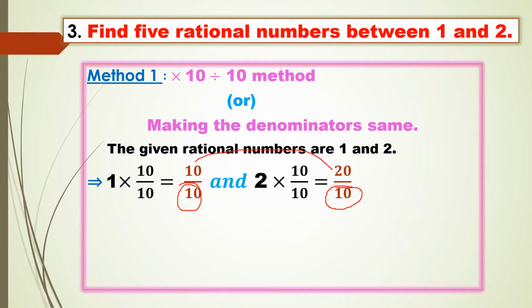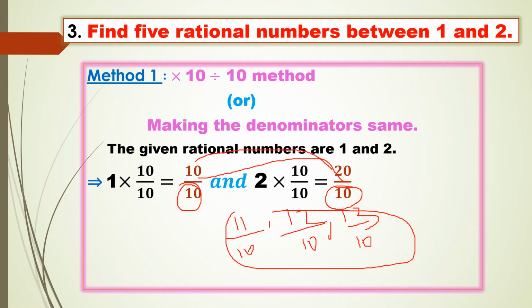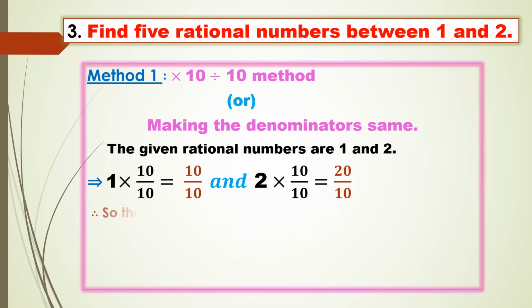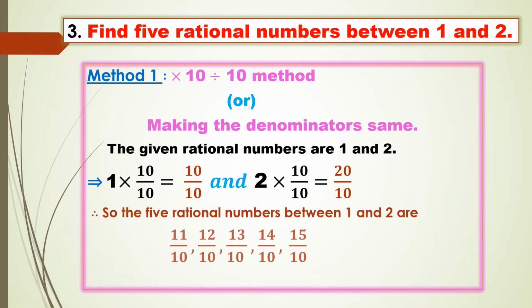Right? So here there are so many numerators in between 10 and 20. They are 11, 12, 13, 14. Right? So for all these the denominators are 10 only. Okay. So I can write the in between rational numbers as 11 by 10, 12 by 10, 13 by 10, 14 by 10, 15 by 10, any number of them. Here he mentioned only 5. So I wrote 5: 11, 12, 13, 14, 15 by 10.